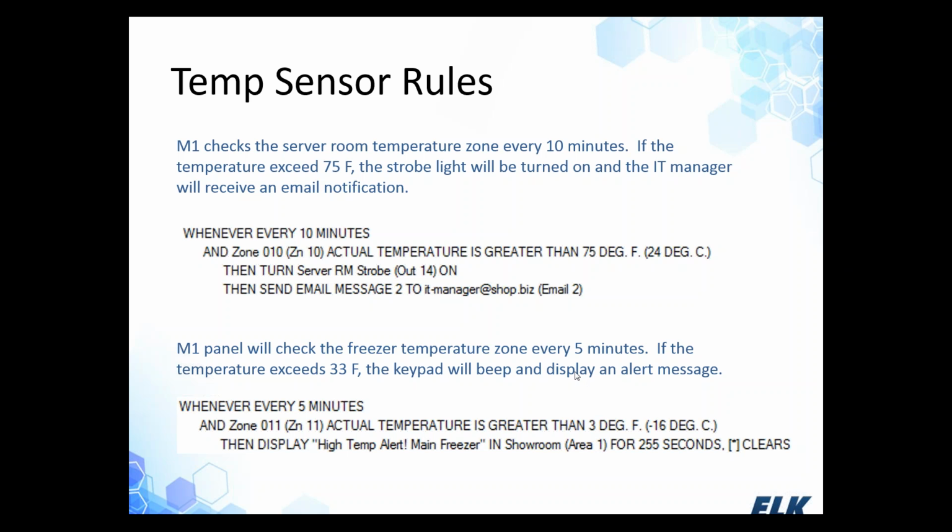The second rule we've got written here is every 5 minutes, so that, again, every 5 minutes the M1 is going to be checking that the zone 11 temperature is greater than 3 degrees Fahrenheit. Whew, that is cold. We then want to display high temperature alert in the main freezer on the keypad. Now this is actually going to be displaying on a keypad in that particular area, and it's going to keep displaying it for 255 seconds, or we can acknowledge it by pressing the star button on the keypad. So it's going to be beeping the keypad, and we press the star button to acknowledge it to keep that keypad from beeping.